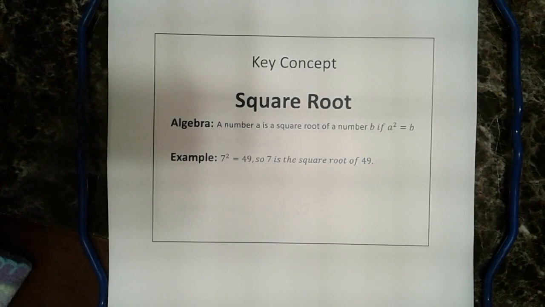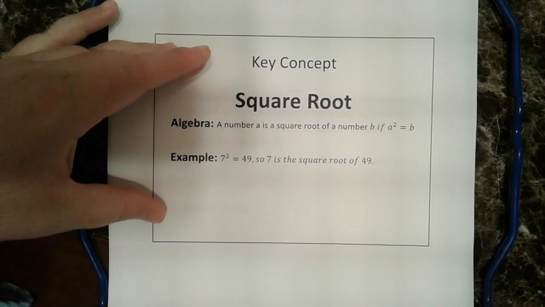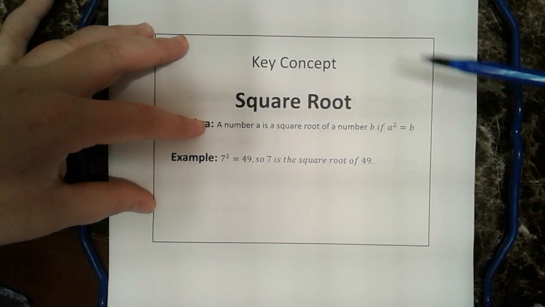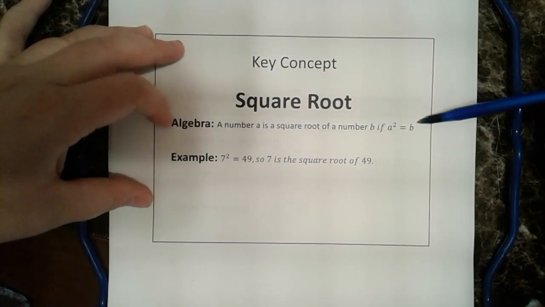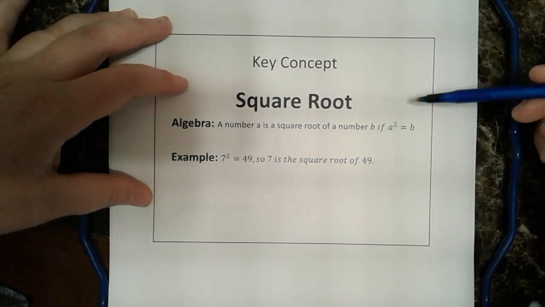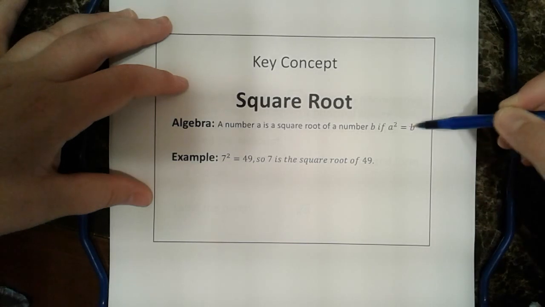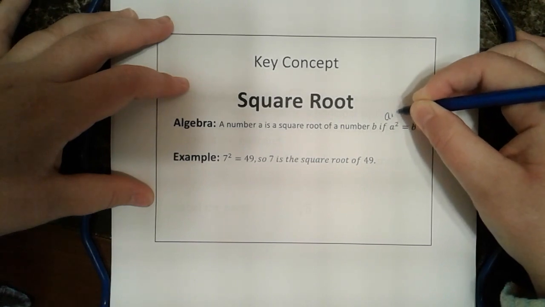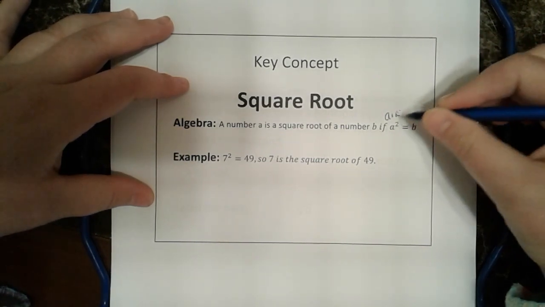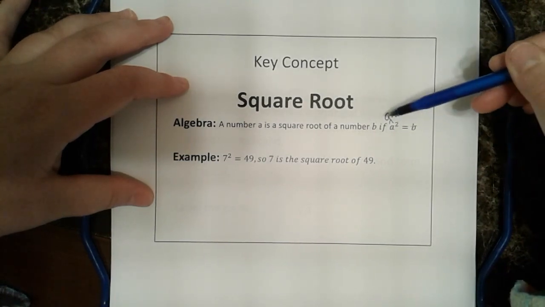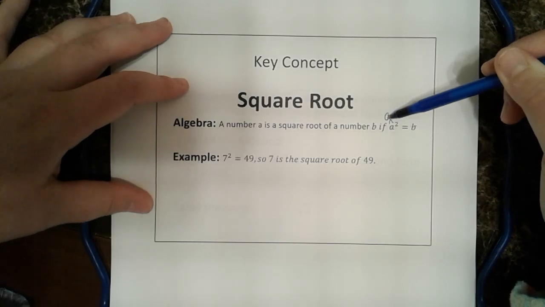So let's dive in. Our key concept today is square roots. If I look at this, a is a square root of a number b if a squared equals b. So notice that b is going to be a times itself, because a squared really is a times a. So a times a equals b. So one of these a's is going to be classified as a square root. Okay?